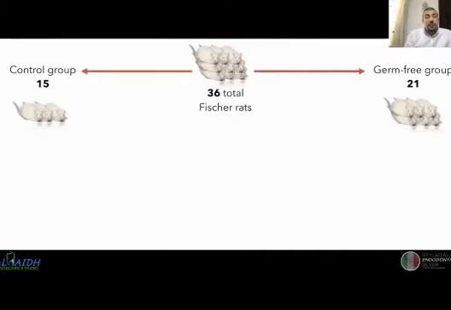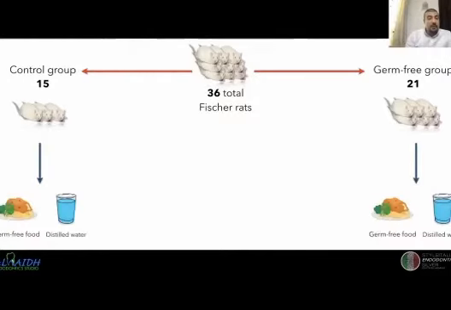The first group was the control group, 15 rods. These had the normal oral flora. They have the normal bacteria in their oral cavity. And the other group was germ-free, there was no oral flora in their oral cavities. Both groups were given germ-free food and distilled water.